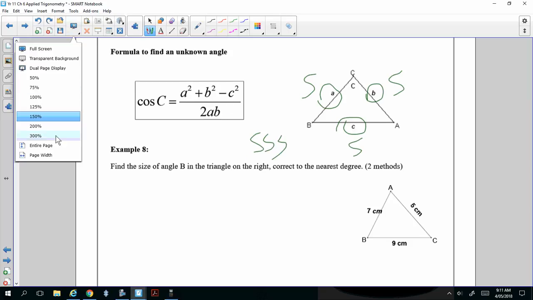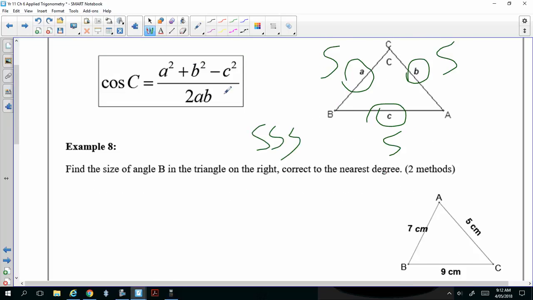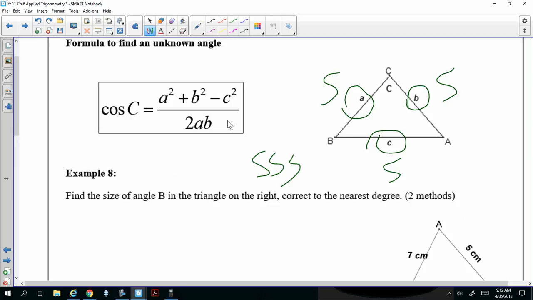SAS, use the cosine rule to find the sides. Any other case, use the sine rule. Okay? All right, let's look at this. Now, the formula is a bit hard to remember. Actually, that's not on the reference sheet. They only give you the length version, not the angle version. So you need to memorize this. And it's very easy to memorize. Let me show you how it works.